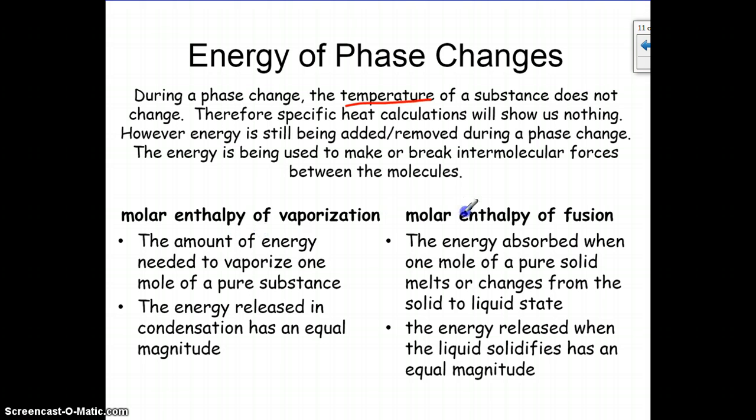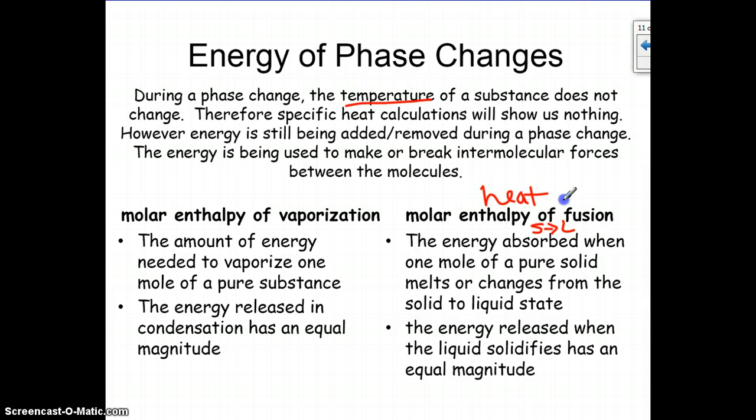The first is, I'm going to start on this side because this one really makes more sense to be first. The molar enthalpy of fusion, or the heat of fusion, is the energy required to melt 1 gram of a substance. So we're talking about going from a solid to a liquid here. So, melting.